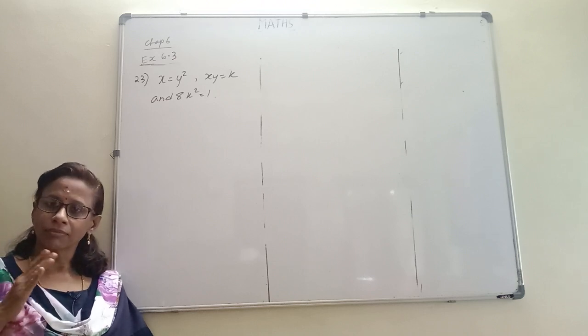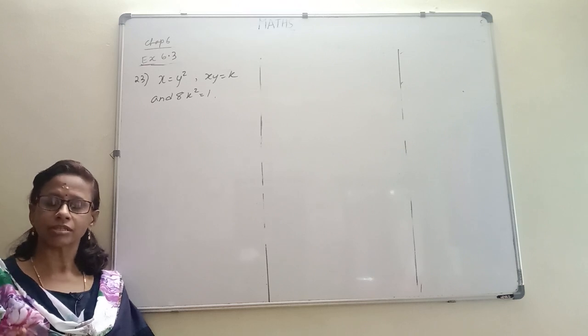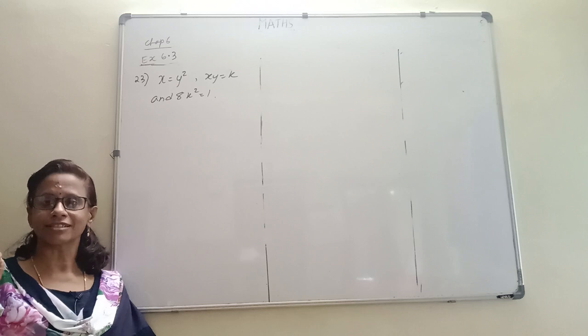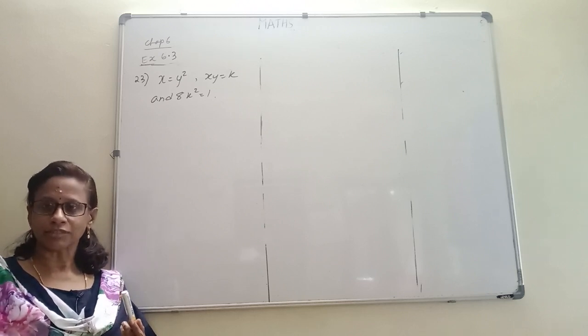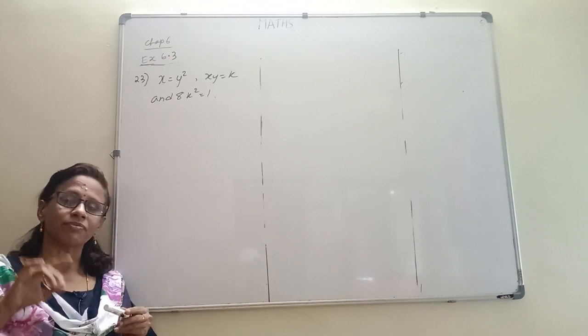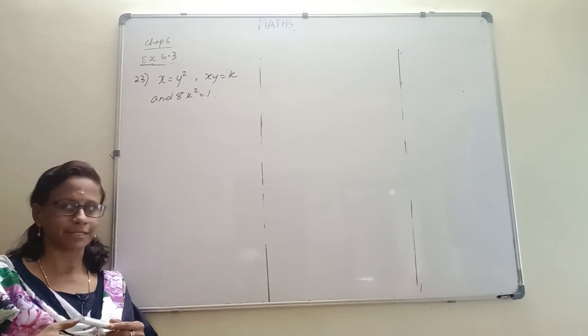So for curve 1, we will find the tangent, and for curve 2, we will find the tangent. We will find dy by dx, which is the slope of tangent 1, and then find dy by dx for the second curve, which gives the slope of tangent 2. We'll just check if m1 into m2 is -1. If it is, then they are cutting at right angles. So it's only that much.